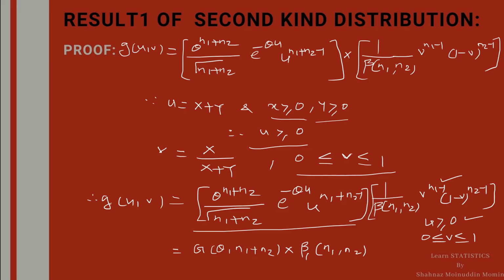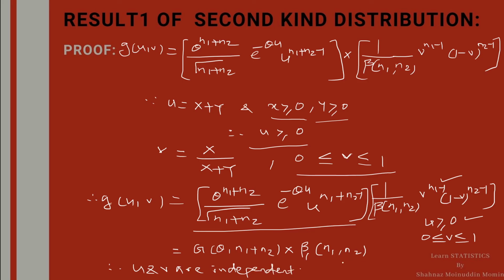Hence we can successfully express the joint PDF of u and v as the product of two independent marginals, the first is gamma and the second is beta first kind. Hence u and v are independent. This proves u and v are independent.